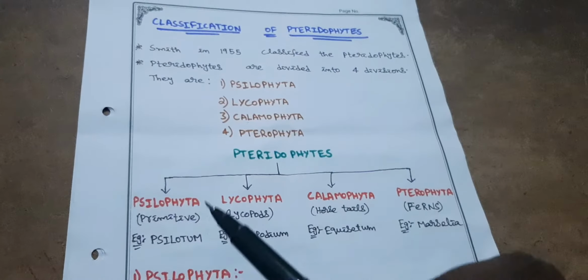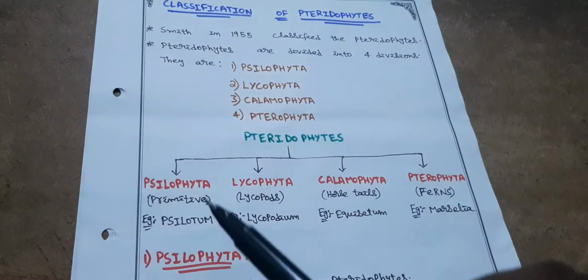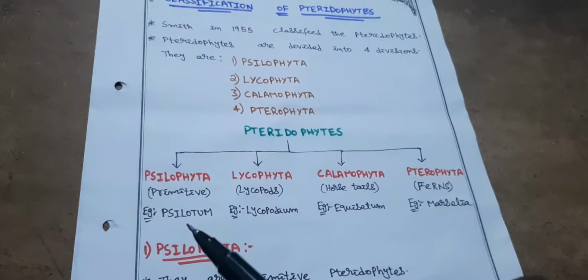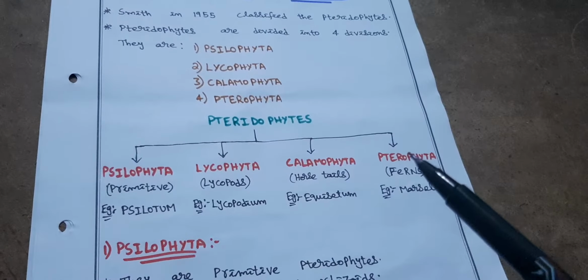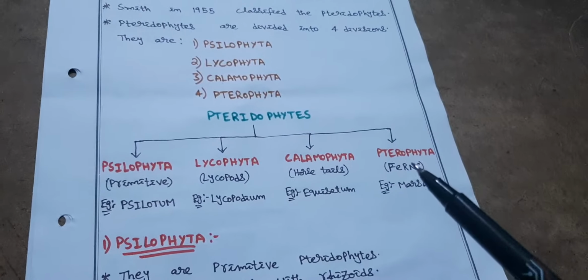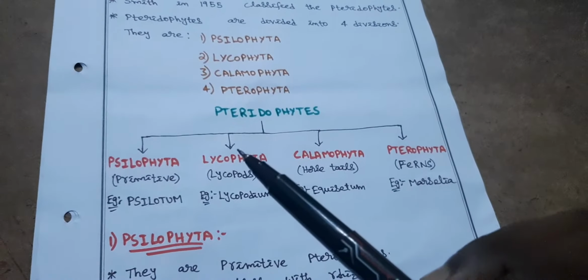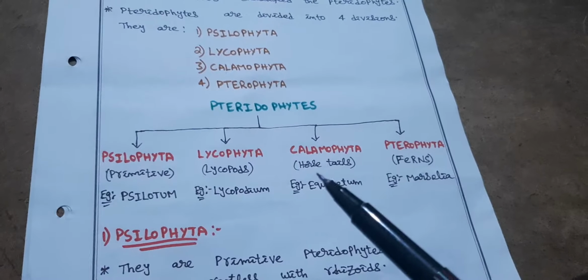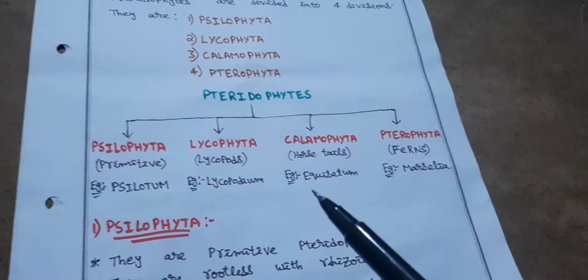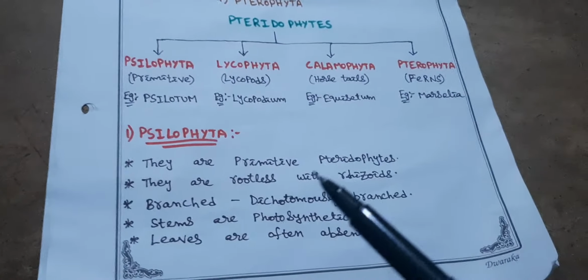Xylophyta, these are the primitive pteridophytes, that means first formed pteridophytes. These are the ancient pteridophytes. Example Xylotum. And Pterophyta are the pteridophytes with advanced characters. They are ferns. Example Marsilia. Lycophyta is also known as lycopods, example Lycopodium, and Calamophyta is also known as horsetails based on their shape, and example is Equisetum.